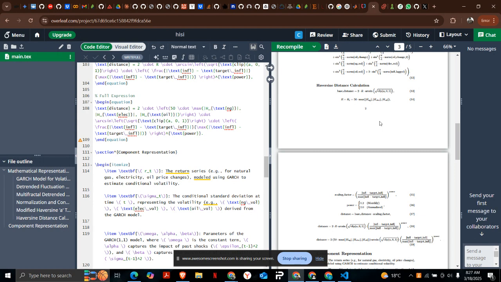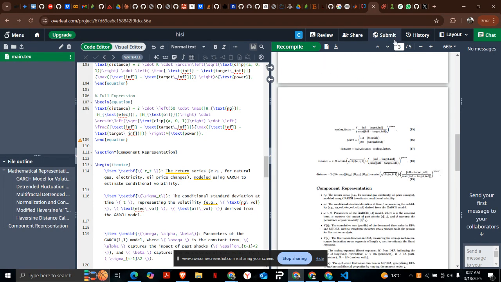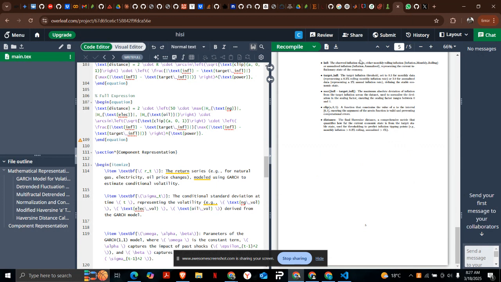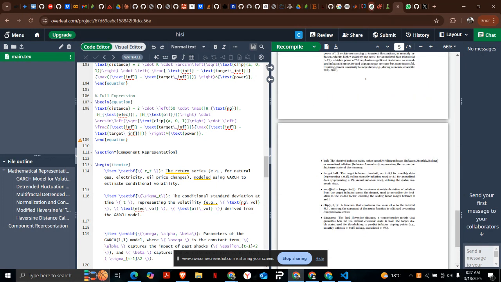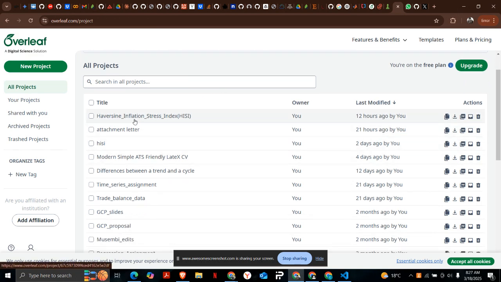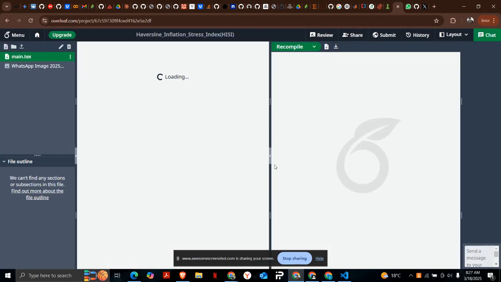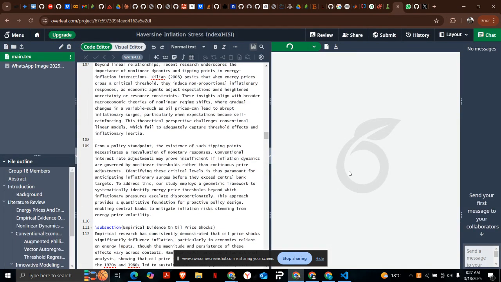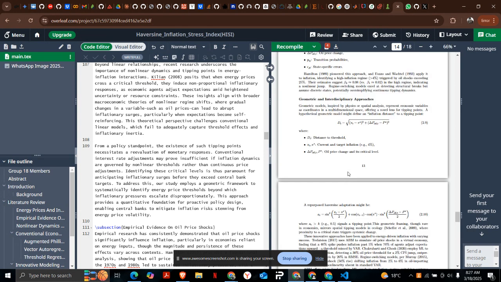So basically, what I'm using this formula for, I'm writing a paper on this, is to determine how far energy prices can be pushed before they have, let's say, a catastrophic, a large, negative effect on inflation.